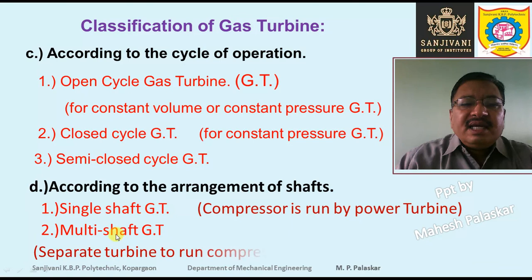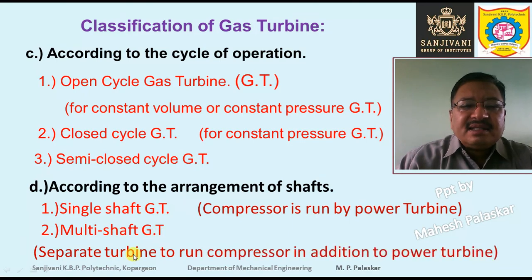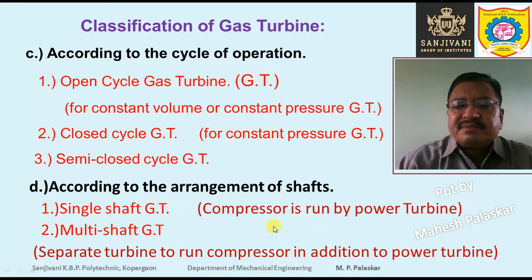Now, in case of a multi-shaft gas turbine, we are having a separate turbine to run the compressor in addition to the power turbine. So the power turbine is separate, and we are having an additional small turbine for operating the compressor.